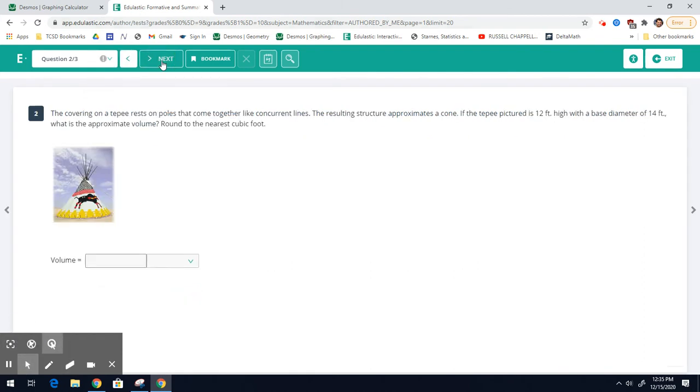Okay, next one. It says the covering on a teepee rests on poles that come together like concurrent lines. The resulting structure approximates a cone. If the teepee pictured is 12 feet high with a base diameter of 14 feet, what is the approximate volume, rounded to the nearest cubic foot? So again, we have a cone here, which is again a pyramid. So our volume formula is 1/3 the area of the base times the height.